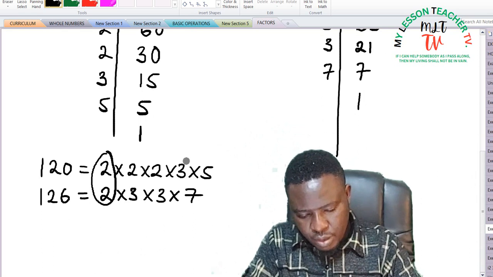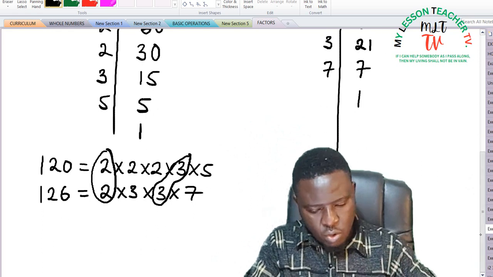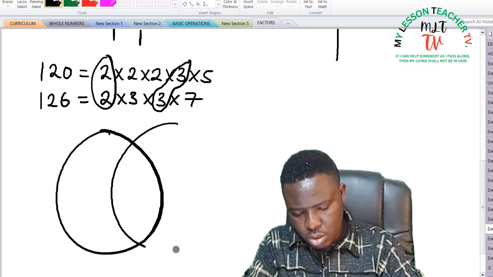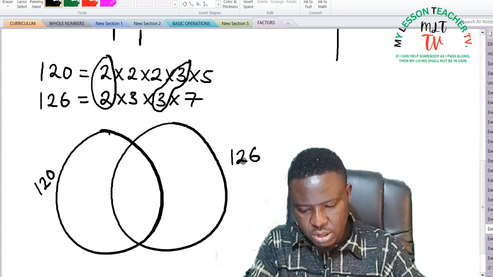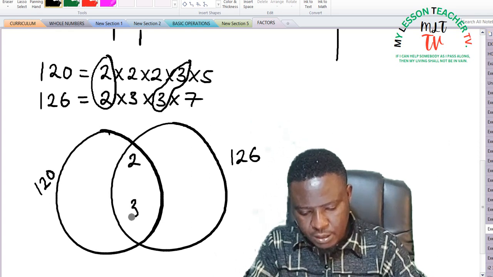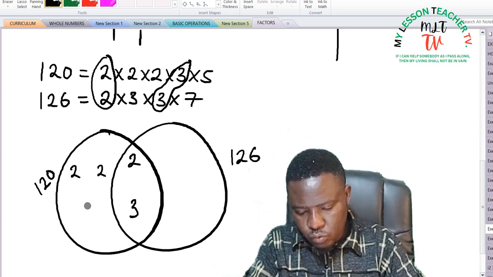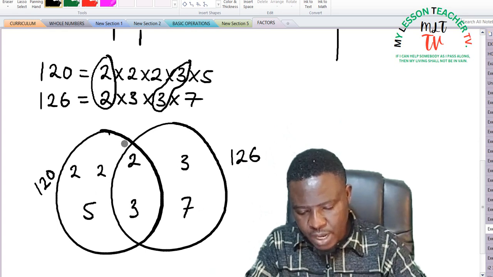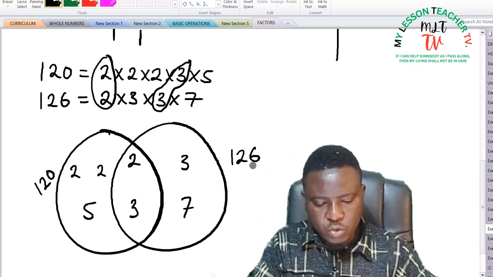So let's state the common factors. 2 is common, 3 is also common. So these are going to be in the intersection. Then we draw the circles. This is for 120 and this is for 126. Those factors you can find in both are 2 and 3. Those you find only in 120 are 2, 2, 5, and in 126 we have 3 and 7. If you multiply all of these, you arrive at 120. If you multiply the others, you arrive at 126.